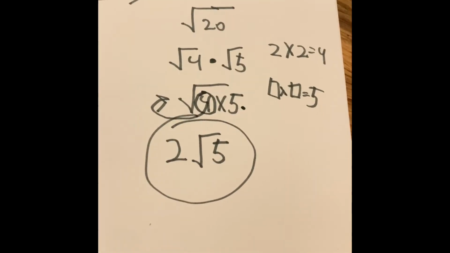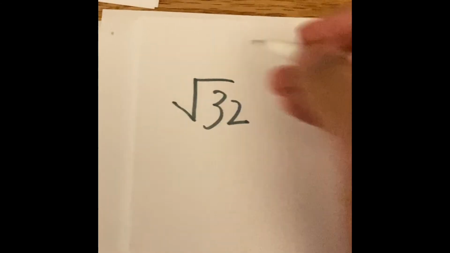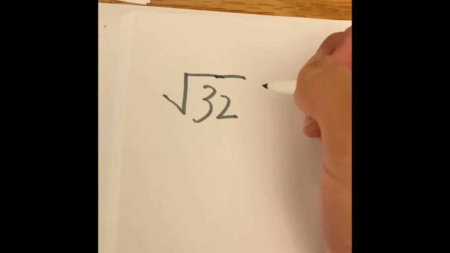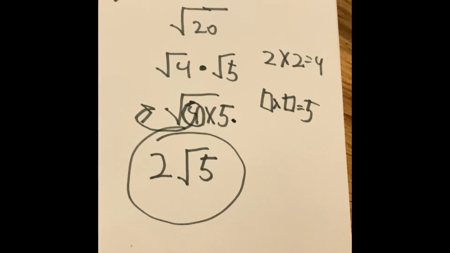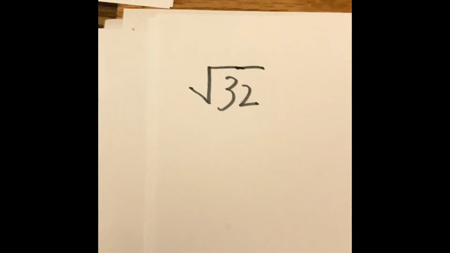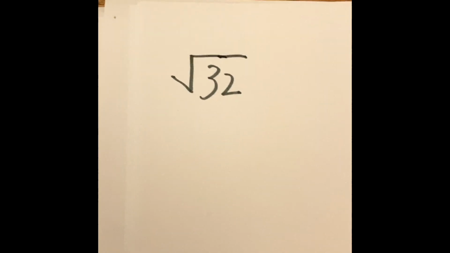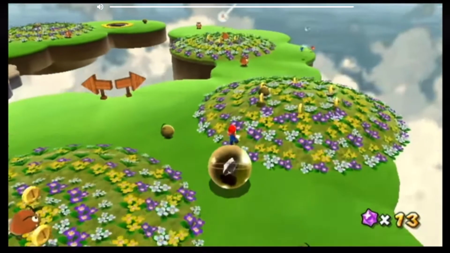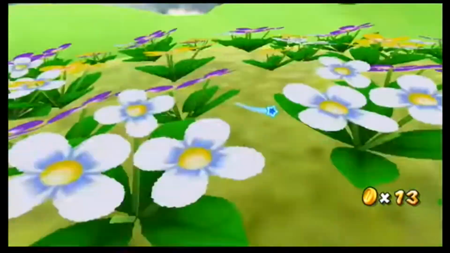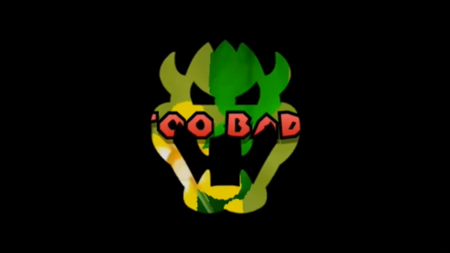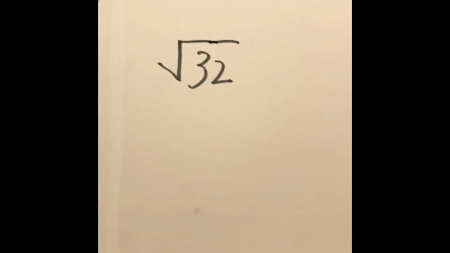Okay, so let's solve one more problem. Let's find the square root of 32. We already know it's going to look like some sort of answer like this one, where you have a square root symbol left over. So, the first thing we have to acknowledge is, is this a perfect square? Well, is it? I don't think so.